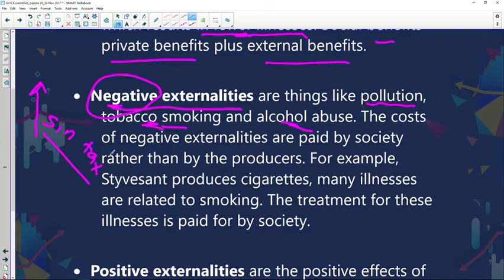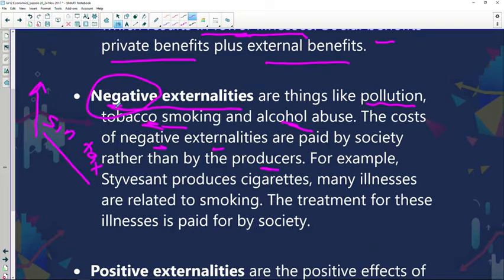So we know that these costs of negative externalities are paid by society rather than by the producers. So we pay because we are the ones that consume. So if the producer pollutes the environment, we are the ones as consumers who suffer from that. We are the ones that purchase the cigarettes. We are the ones that use the alcohol. So we pay for all these negative items that we have just mentioned. For example, Stuyvesant produces cigarettes. Many illnesses are related to smoking.